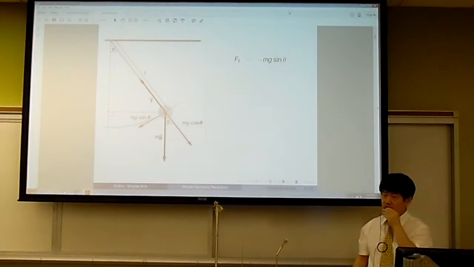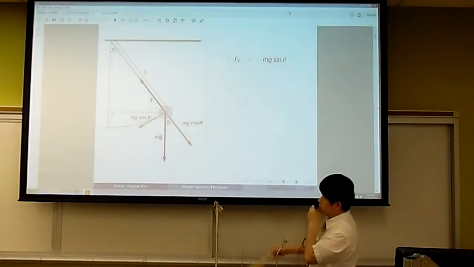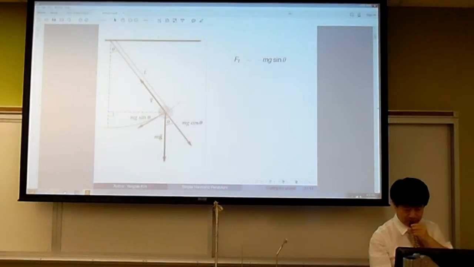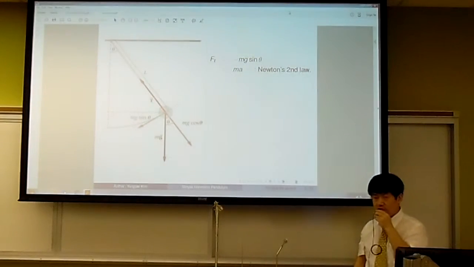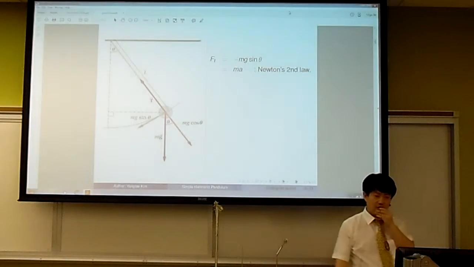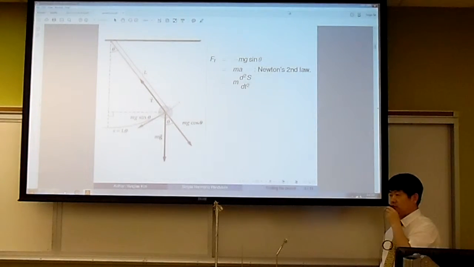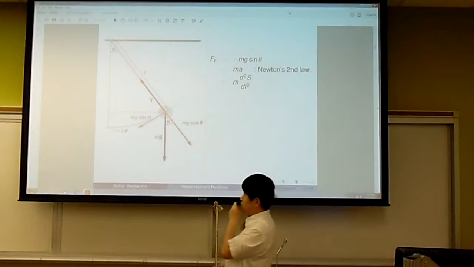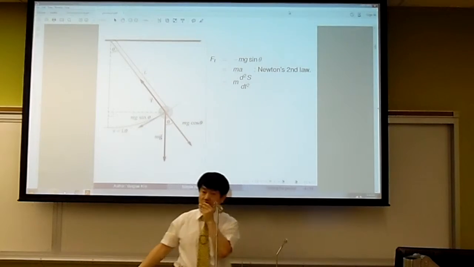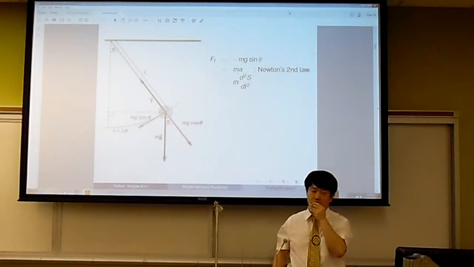Now this force acting on the mass is always against the motion, which is downward. So we have a negative sign, negative mg sine theta. Newton's second law says force equals mass times acceleration, so it equals ma. But acceleration is the second derivative of travel distance. And here the travel distance is along this arc line. I call this arc line S, the travel distance along the arc length.